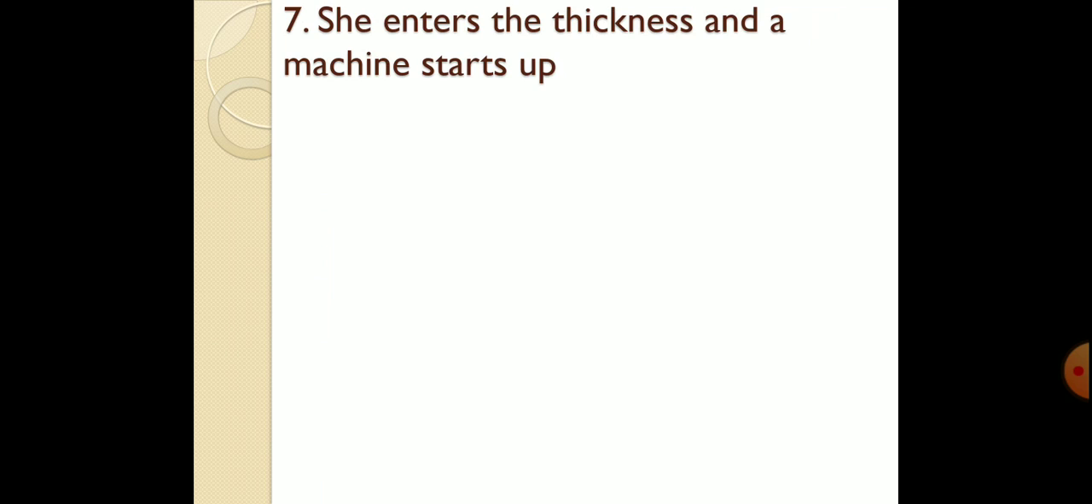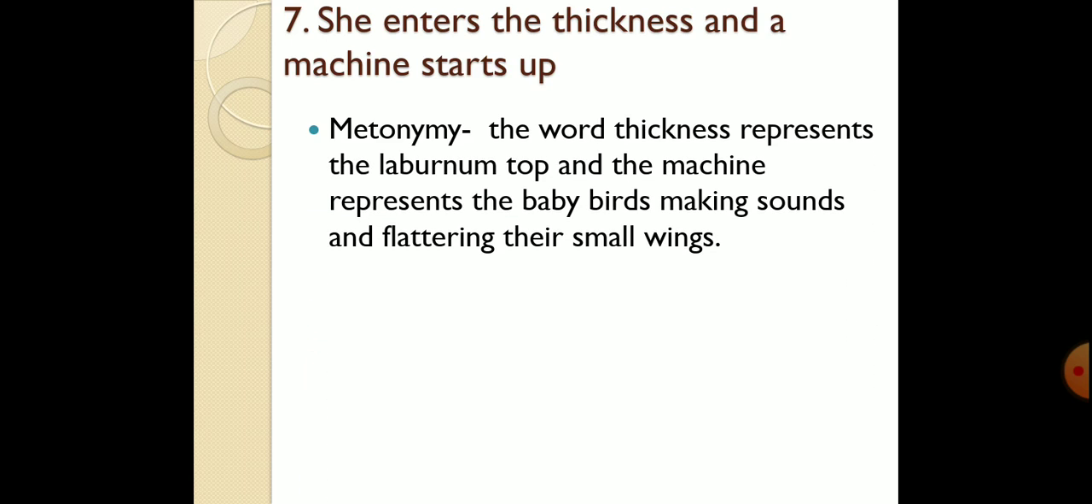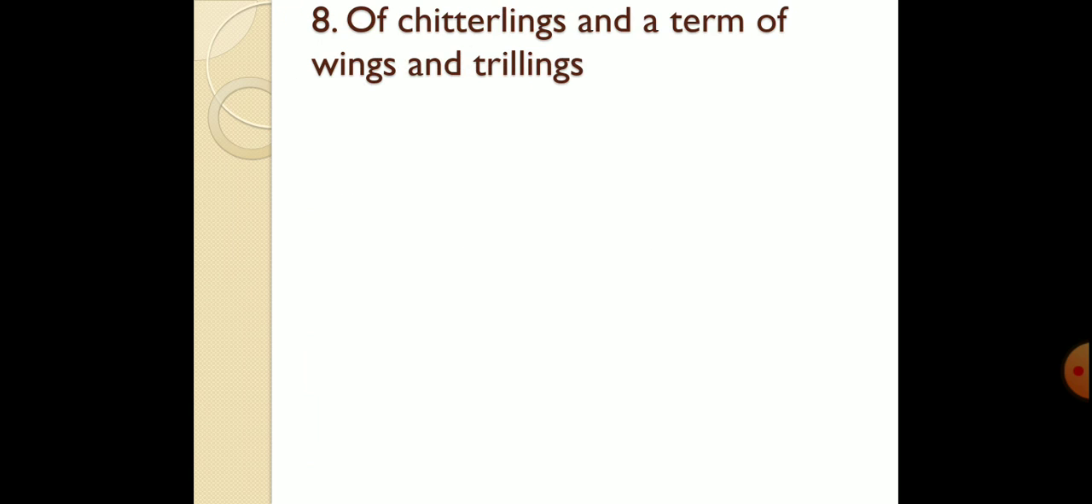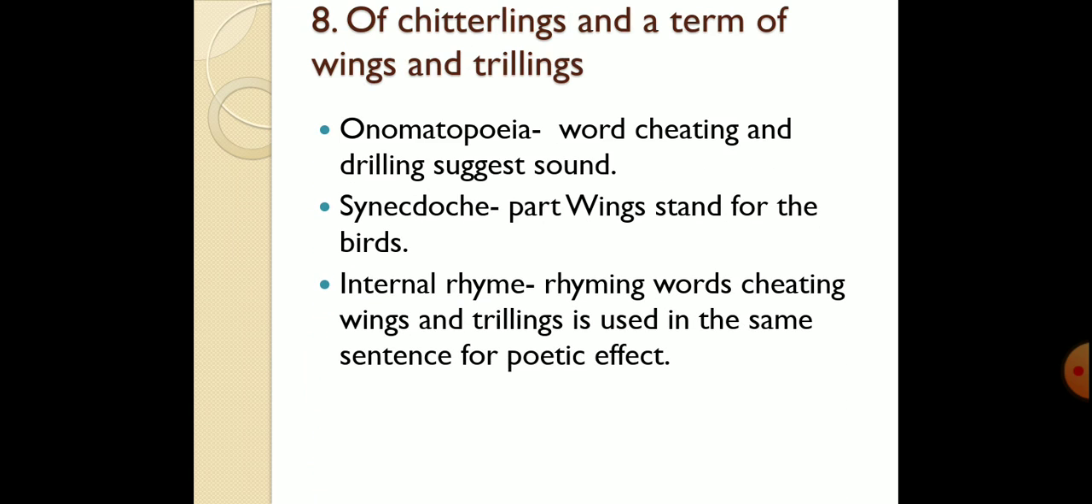Seventh one, she enters the thickness and a machine starts up. Metonymy. Over here, the word thickness represents the laburnum top and the machine represents the baby birds making sounds and fluttering their small wings. Next one, of chitterlings and a tremor of wings and trillings. So over here, the first one is onomatopoeia, that is the words chitterling and trilling suggest sounds. The next one is synecdoche, that is the part wings stands for the birds. The next one is internal rhyme, that is the rhyming words chitterling, wings and trilling are used in the same sentence for the poetic effect.